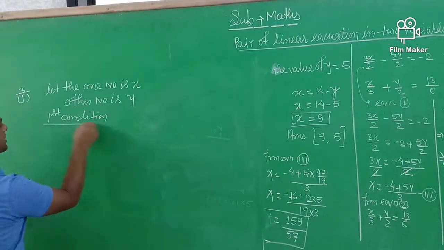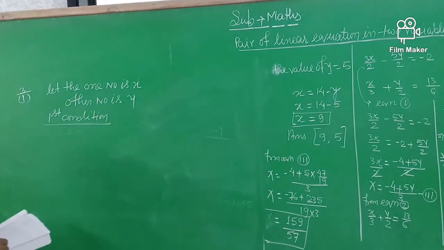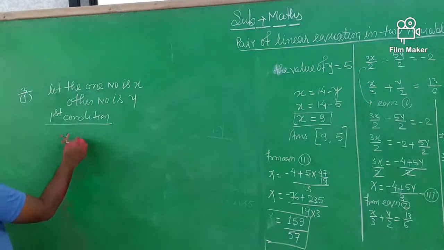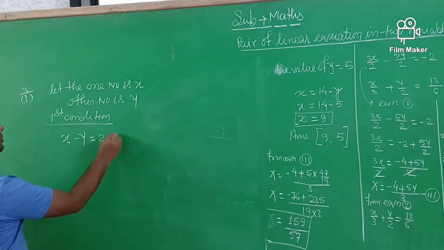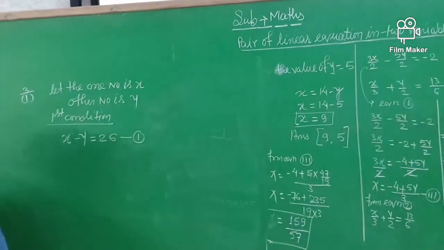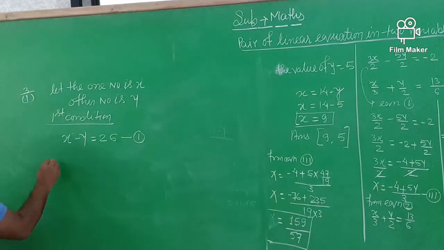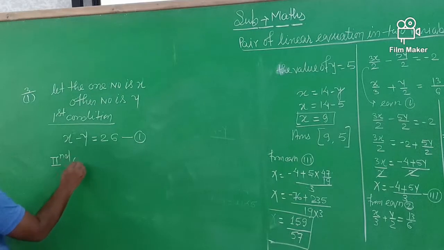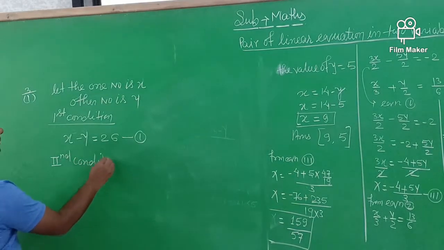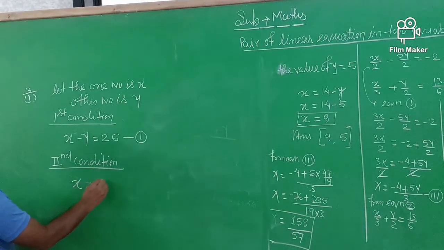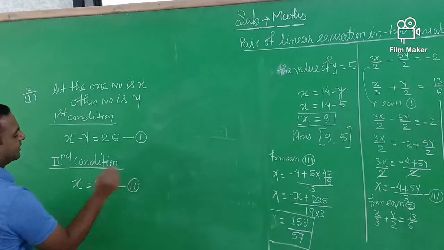Here the first condition is given. In the first condition, the difference between two numbers is 26. It means x minus y is equal to 26. So it is equation number first. Second condition, that one number is 3 times the other number. So x is equal to 3y. This is equation number second.